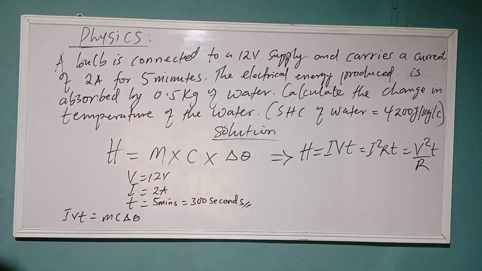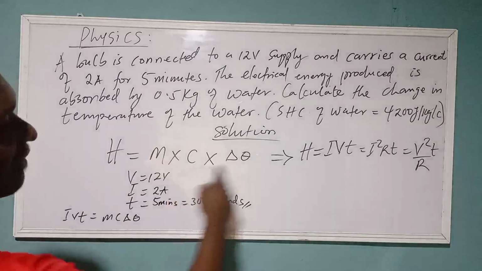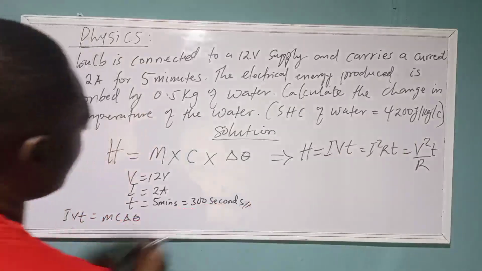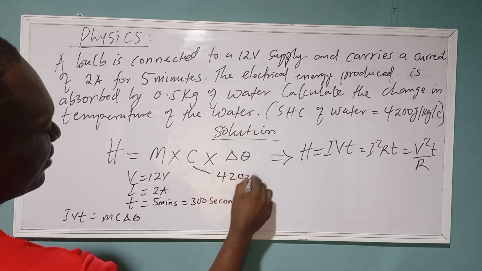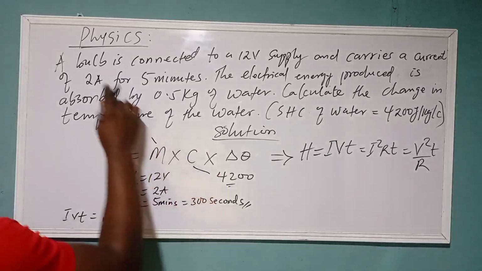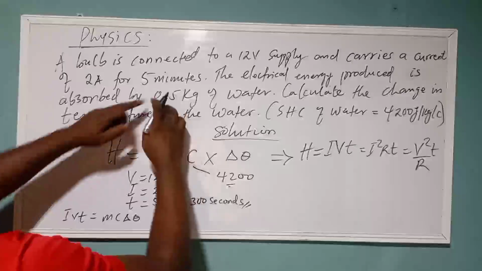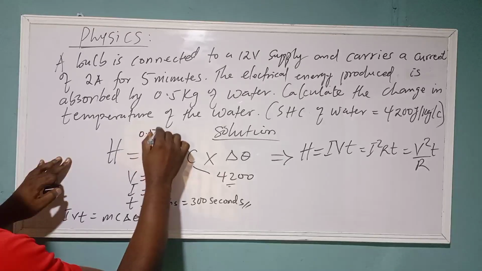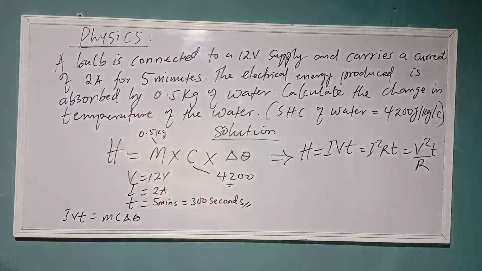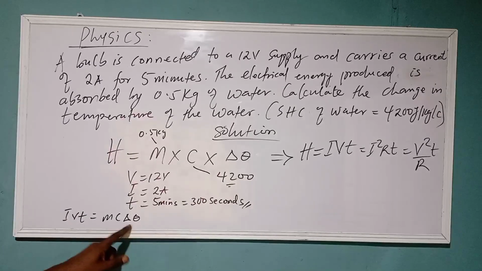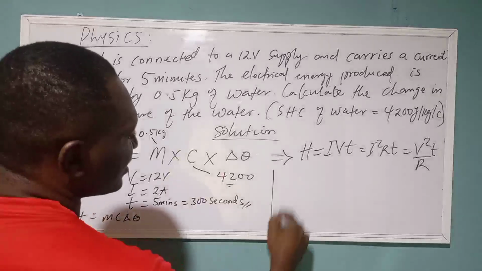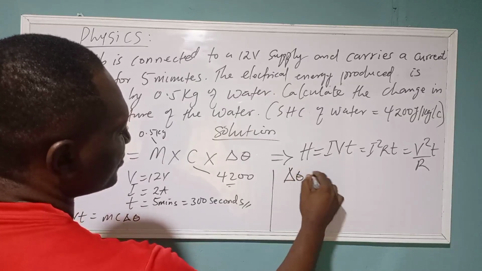Now, what are we asked to look for? We are asked to look for change in theta, but they gave us the specific heat capacity of water to be 4,200, and they gave us the mass to be 0.5 kilogram. So we will just substitute these values and find change in theta. So why not make change in theta the subject of the formula?